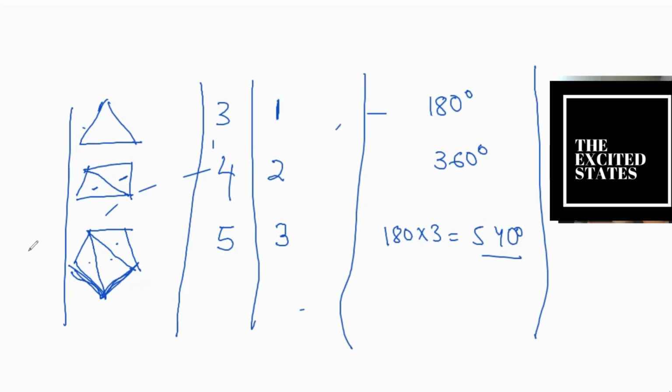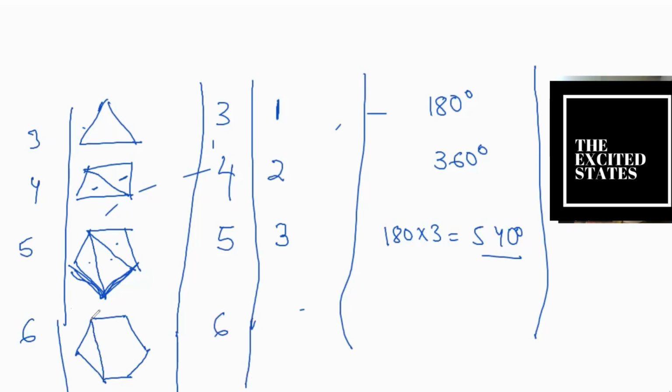See, hexagon. Now come to hexagon. 3, 4, 5. Now 6 is hexagon. This is a hexagon with 6 sides, right? Now, how many triangles can I make? 1, 2, 3, 4. I can make 4. So it is 180 into 4. The sum of angles of a hexagon is 720 degrees.